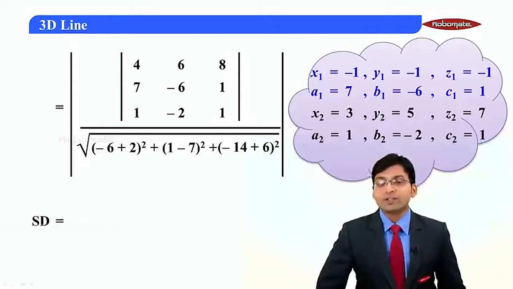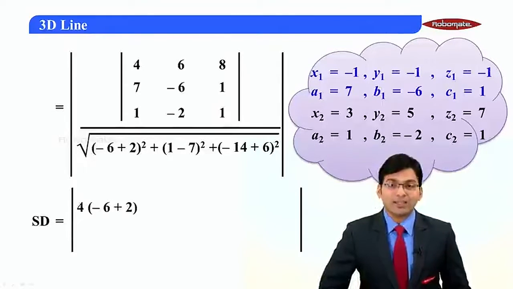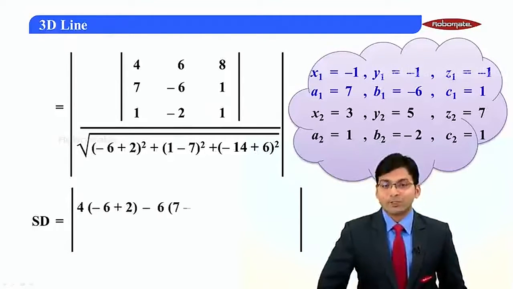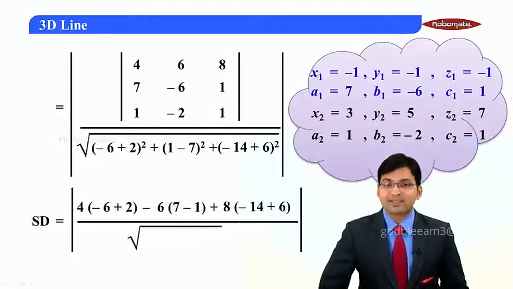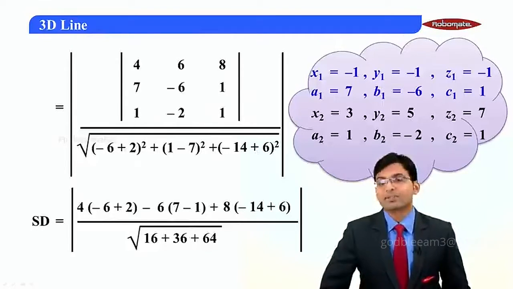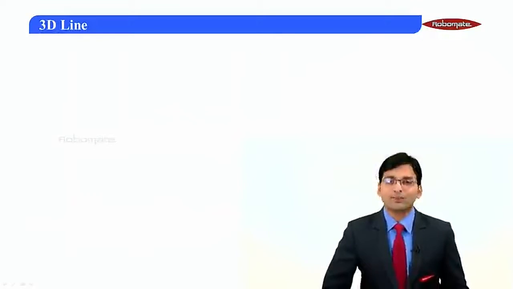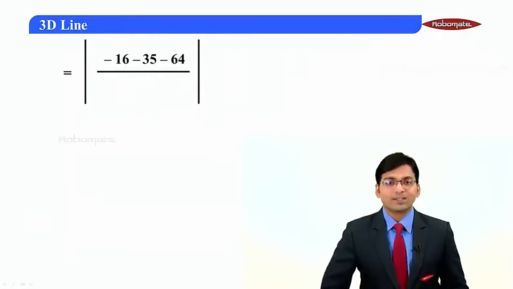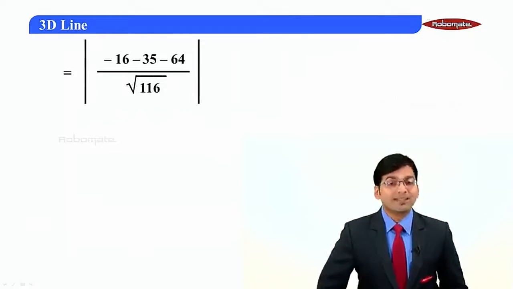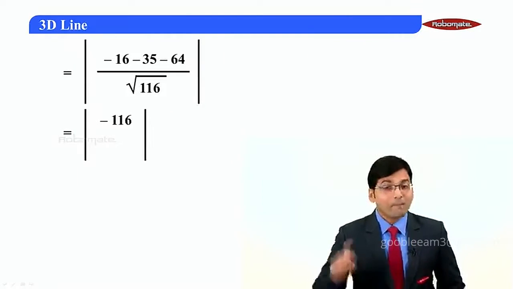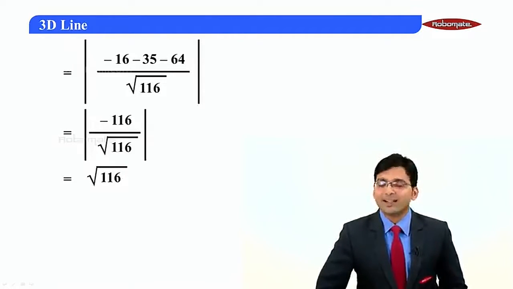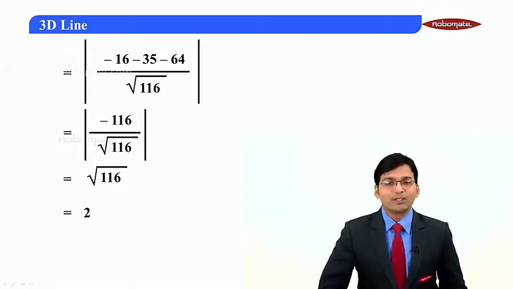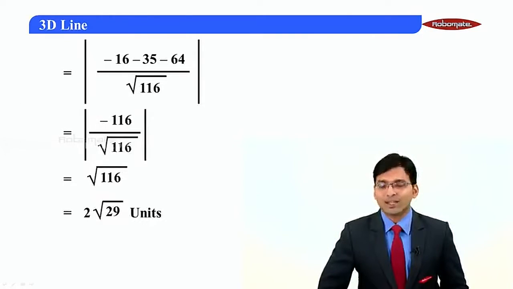On simplification, we get the shortest distance as 4 into minus 6 plus 2 minus 6 into 7 minus 1, 8 into minus 14 plus 6 divided by 16 plus 36 plus 64 under root. And this gives shortest distance as minus 16 minus 35 minus 64 upon root of 116. This becomes minus 116 upon root of 116 and it is square root of 116. Now students, that is 2 root of 29 units.